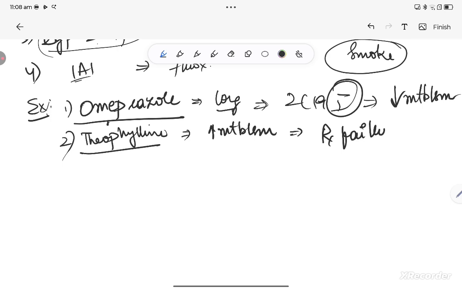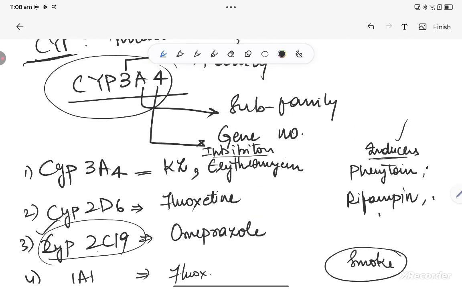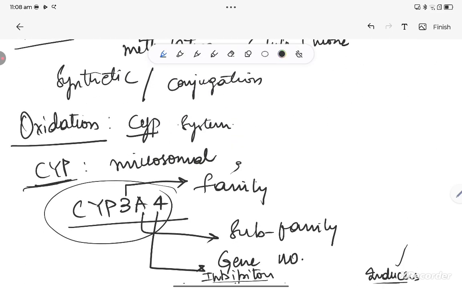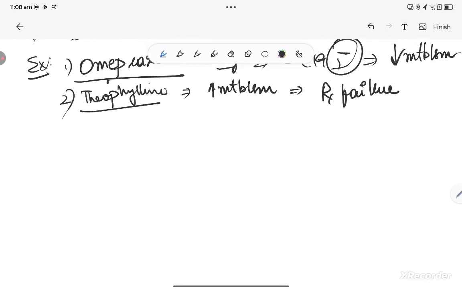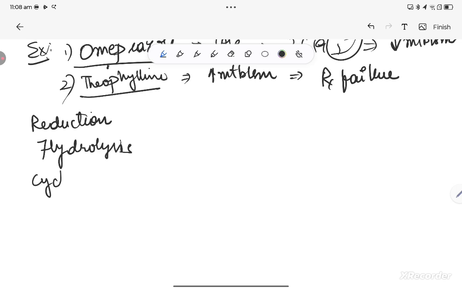Now, after this, this is about only oxidation reactions. There are many other reactions in this. In oxidation, we started with the cytochrome P system, which is primarily a microsomal enzyme, and we have spoken about the cytochrome P system. Now, after oxidation, there is reduction, hydrolysis, cyclization, decyclization. All these reactions come under phase 1. See, there is nothing very specific to learn.